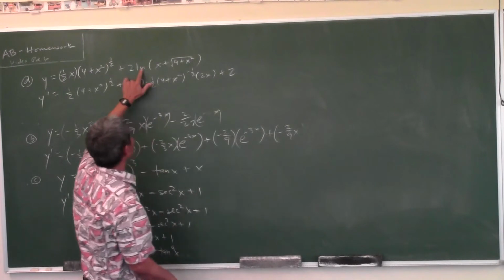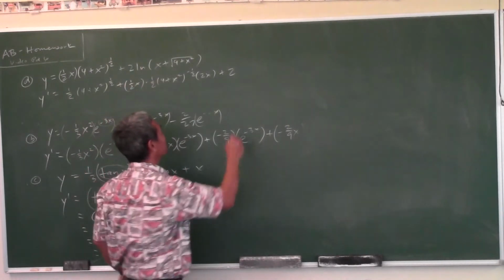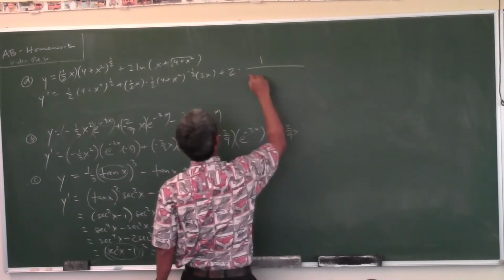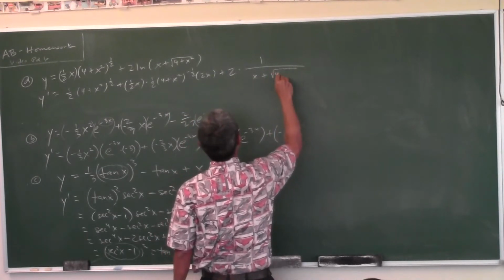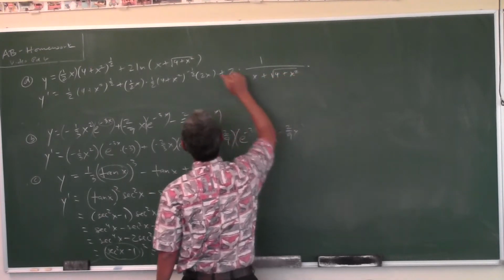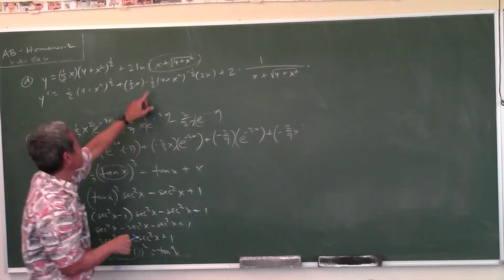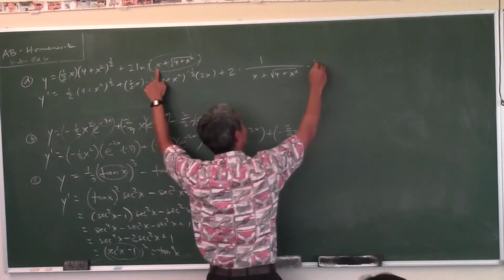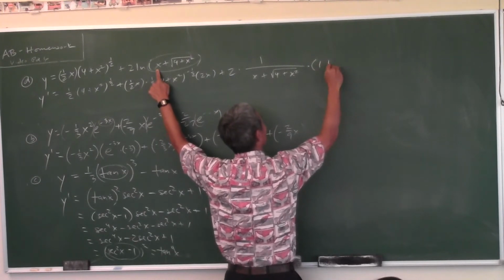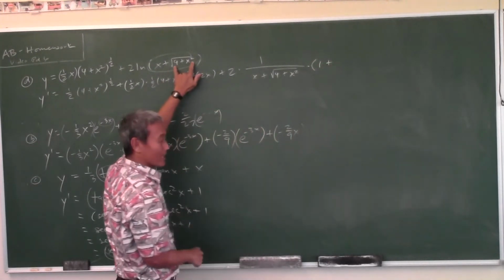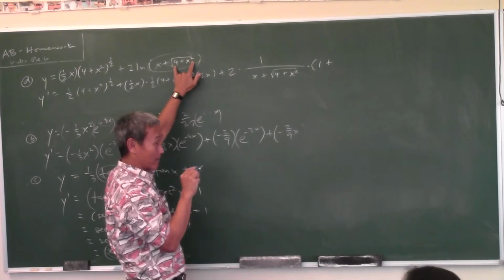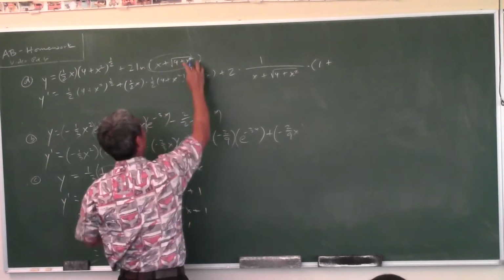Now, what's the derivative of natural log box? 1 over box times the derivative of that box. Now, what's in the box? That. So what's the derivative of x? 1 plus, and you probably should think of that as 4 plus x squared to the half power, right?